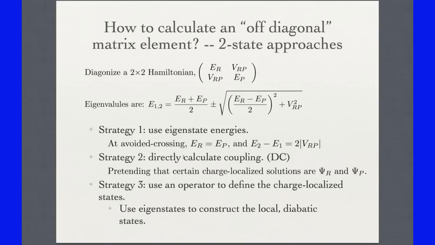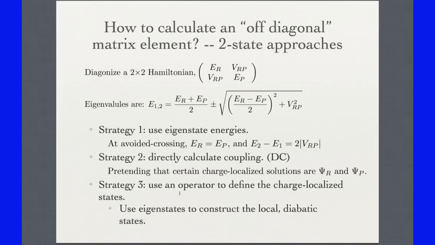Okay? And the second strategy I'm going to talk about is a direct coupling scheme, where you obtain some charge localized solution, usually unrestricted Hartree-Fock, and you pretend that these are the diabatic states, namely the R and P states here. Okay, so I'll give you a little more details also.